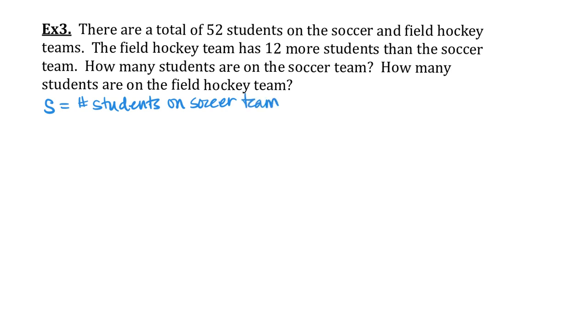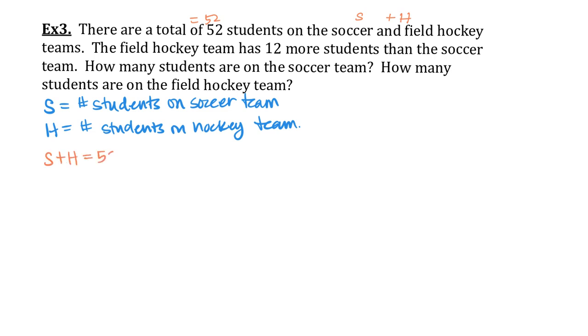I'm using an S for soccer, but sometimes my S's look like 5s. If your S's look like 5s, you might want to do a different letter. So I'm going to use H for the number of students on the hockey team. Now let me go back and try to figure out my equations. There are a total of 52 students, so I feel like it's going to equal 52, on the soccer and field hockey teams. So the soccer and the field hockey teams together have 52 students.